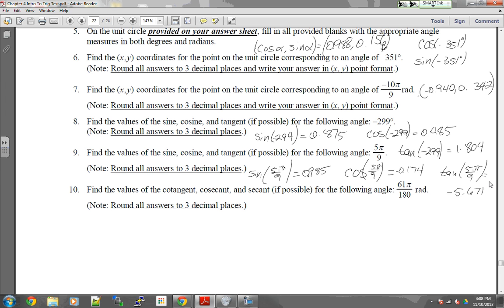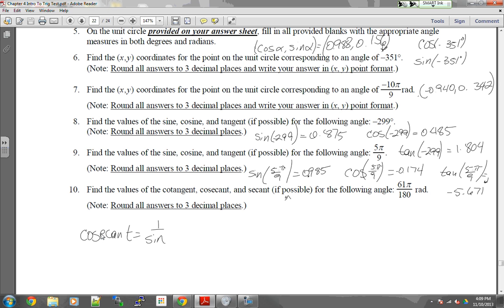Okay. Number 10, find the cotangent, cosecant, and secant if possible. Again, the if possible, because remember, if tangent is sine divided by cosine, cotangent is cosine divided by sine. So if your sine is 0, you can't find a cotangent. All right. So again, I'm going to start with cosecant. Remember, cosecant equals 1 over sine. So what you can do in your calculator is find the sine value, then hit the reciprocal button, which is below the sine button. All right, and it'll give you the same answer.